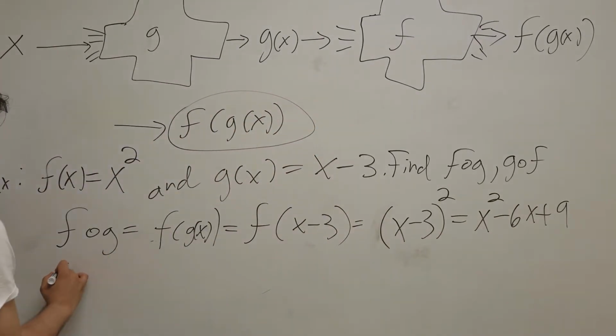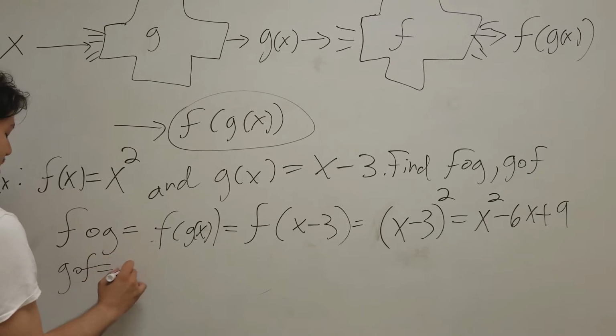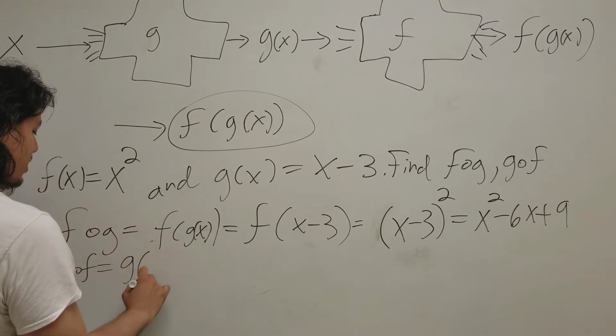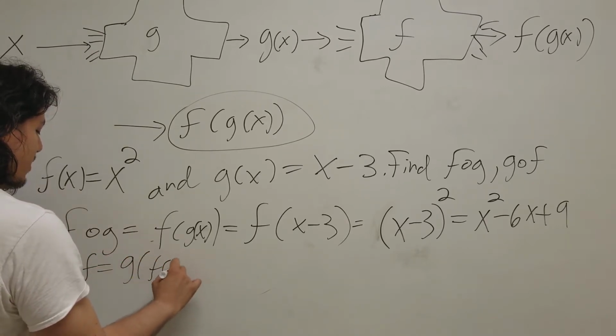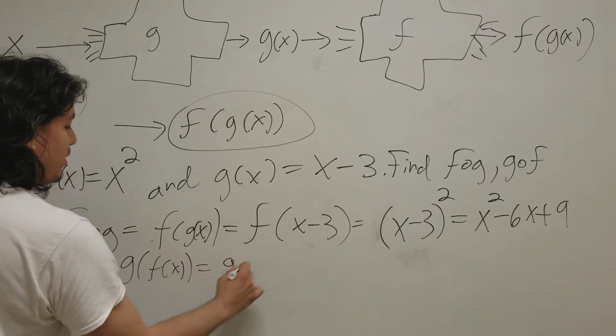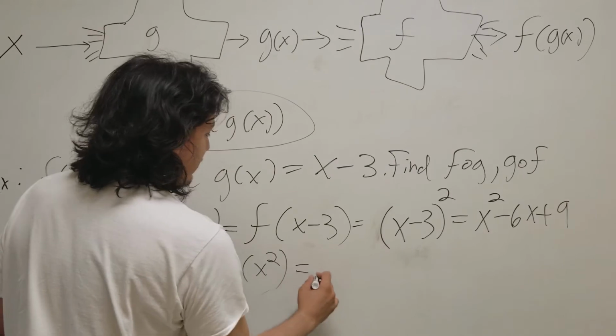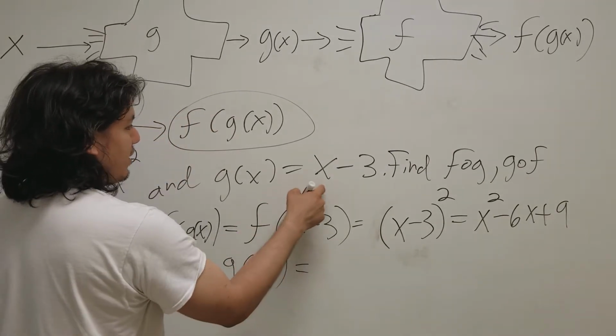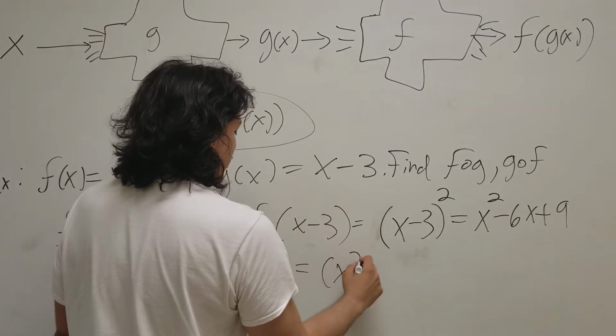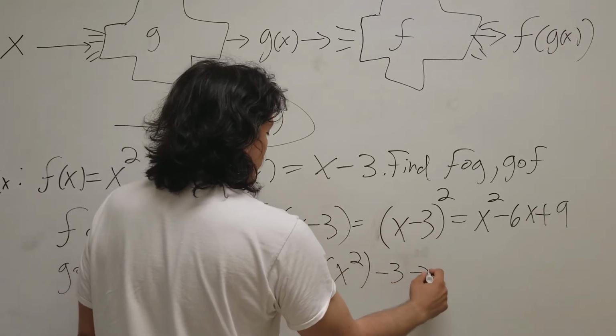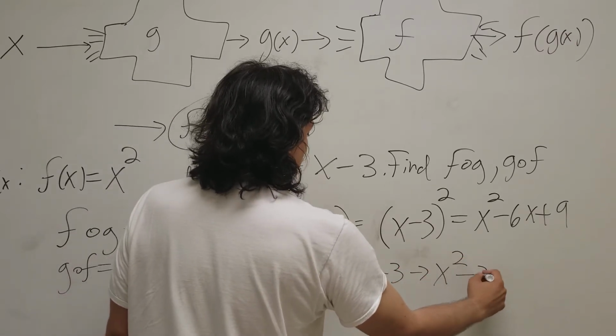Now if I were to take the opposite, g composition f is just g of f of x, which is g of x squared. That just means I have to put this x squared into here, which means parentheses x squared minus 3, which is just x squared minus 3.